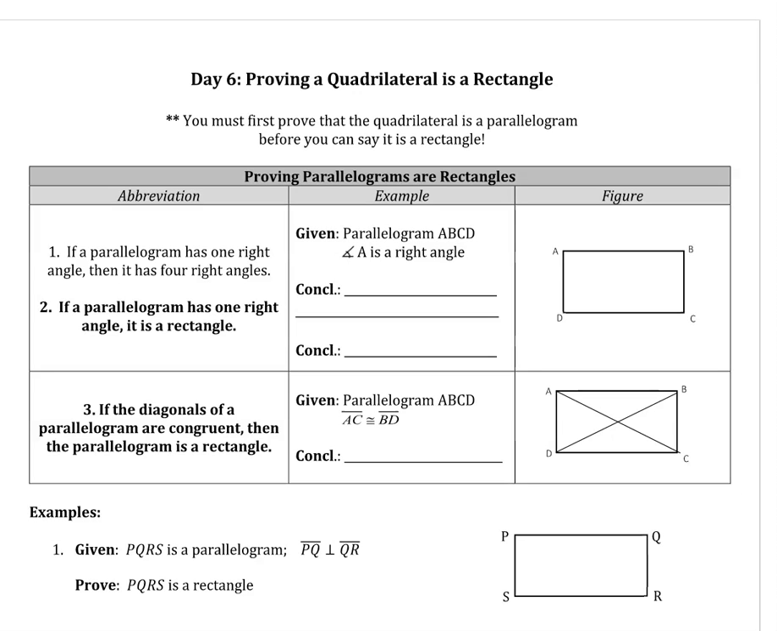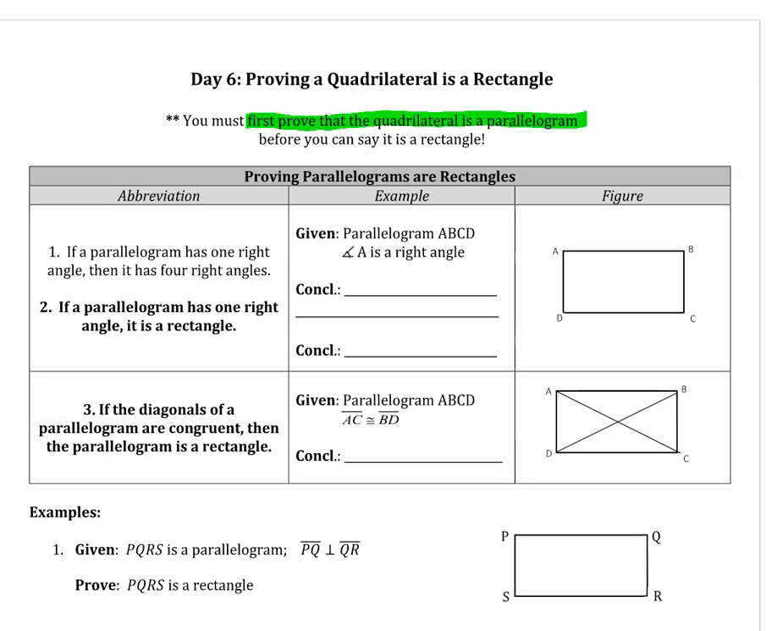Starting right at the top, just a little reminder: in order to prove that something is a rectangle, you need to first prove that it's a parallelogram. So keep in mind, proving something's a parallelogram would be proving both pairs of opposite sides congruent, or both pairs of opposite sides parallel, or one pair of opposite sides both congruent and parallel, and so on and so forth. So you can review how we did that a couple days ago.